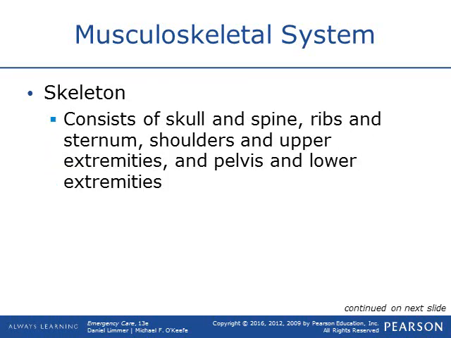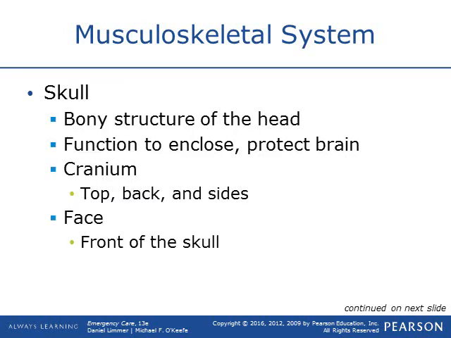So the skeletal component consists of your skull, spine, ribs, sternum, shoulders, upper extremities, pelvis, lower extremities. All the bones in your body are part of the skeletal system. With the skull, I'm pretty sure everybody's aware that the purpose of the skull is to protect your brain. That's a pretty important component of your body. So that skull is a big, thick part of bone to protect that ever vital brain.